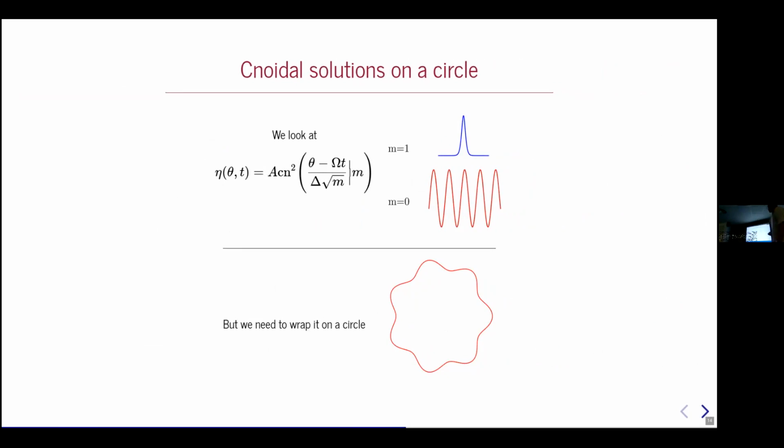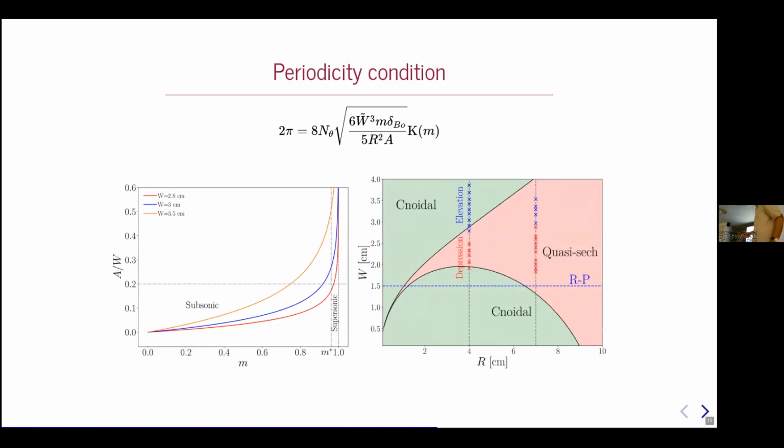But as I said, we are in a periodic domain. We need to wrap this on a circle. And what this does is simply impose a condition on the delta here. So much like if we try to fit the cosine, we would only get single modes, 1, 2, 3, 4. It's the same here, but the periodicity condition turns out to be a bit more complex. So it looks essentially like this.